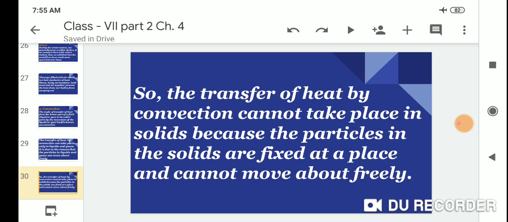The transfer of heat by convection cannot take place in solids because the particles in a solid are fixed in place and cannot move about freely.